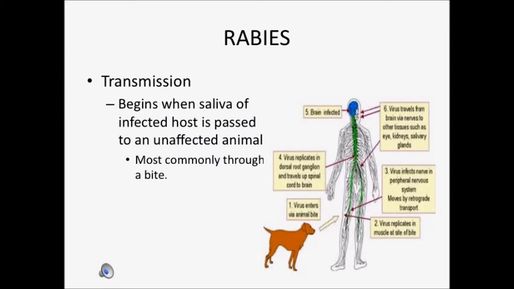From there, the virus replicates in the dorsal root ganglion and travels up the spinal cord to the brain. Once the brain gets infected, it begins to swell, and the virus travels from the brain via nerves to other tissues such as the eyes, kidneys, and salivary glands.